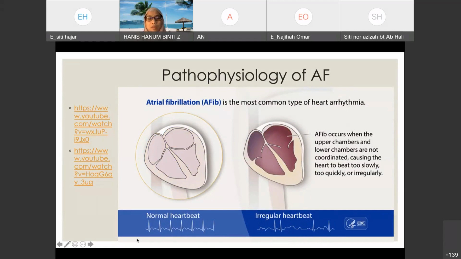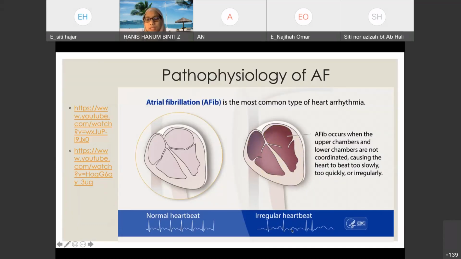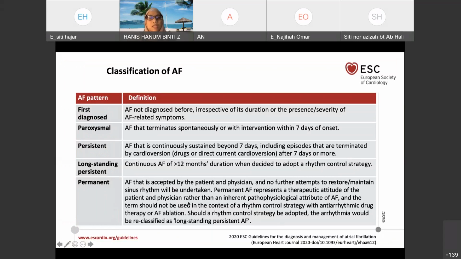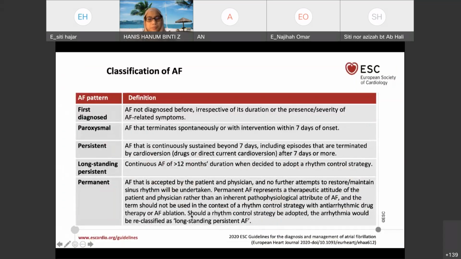Okay, and in permanent AF, what happens is that the doctors said that there will be no further attempts to restore or maintain sinus rhythm, because sometimes this irregular rhythm is causing very bad symptoms to the patient. But in permanent AF, it's accepted that we're not going to do anything anymore. So we're just going to let the patient be in this irregular heartbeat condition. That's permanent AF. Okay.